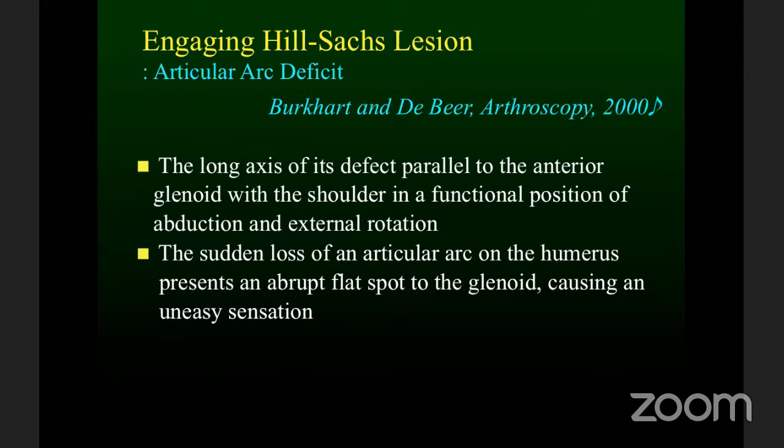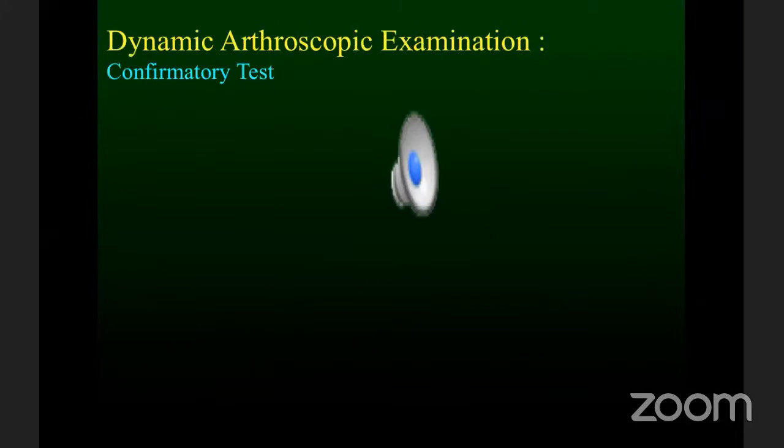So once the engaging Hill-Sachs lesion was described, with the long axis of the defect parallel to the anterior glenoid, it could lead to a major problem in the abduction and external rotation position of the shoulder. Sudden loss of articular arc from the humeral head leads to an uneasy sensation or instability. This is the description from the year 2000. Now we are 20 years beyond that.